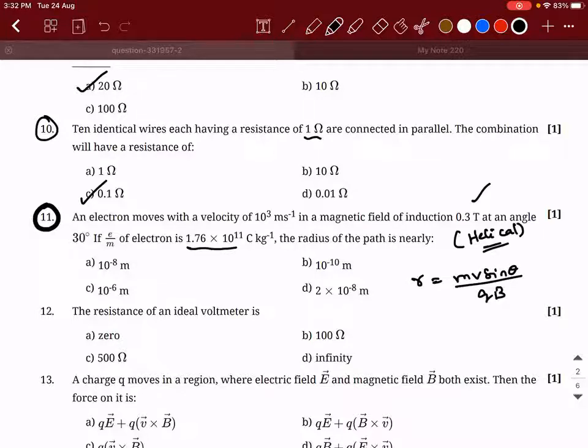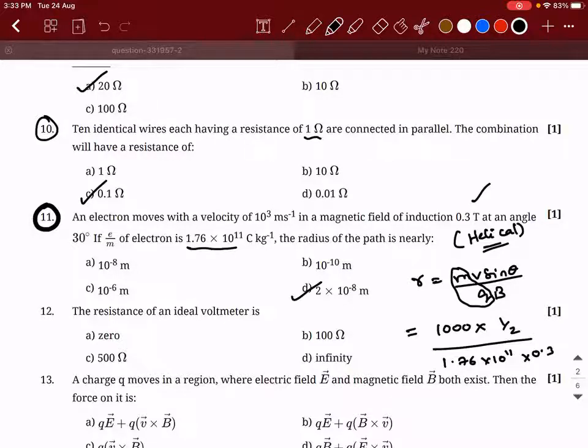But what did they give? They already gave us the E by M value. So instead of Q, I should use E. Since they have given E by M, we'll take the reciprocal of it for M by E. So velocity is 1000 into sine 30, which is half, the whole divided by 1.76 into 10 power 11 into magnetic field. How much is the magnetic field? 0.3. So 1.7 into 0.3, if I approximate it, it will come to 5.1. So if I'm not wrong, 1 divided by 2, this should be the answer.